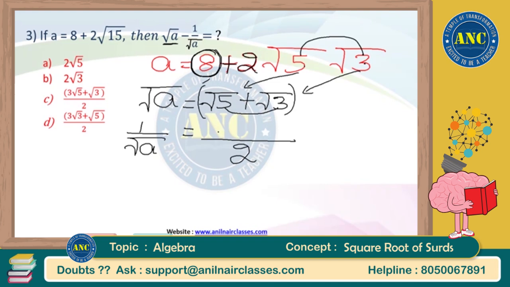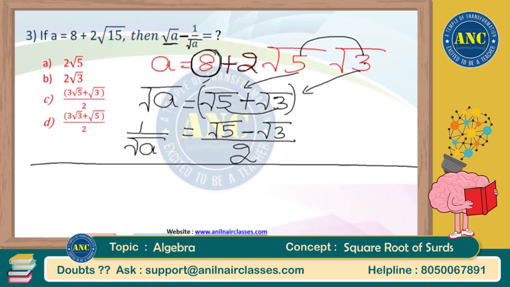Whatever is there in the numerator here, same thing write in the numerator in 1 by root a also, but in between the sign changes. It should be minus. Simple way of analyzing. Right? Now, what is that they are asking you? They are asking you to find the difference. Simple, right, sir? Why do you want to complicate? So root a minus 1 by root a.